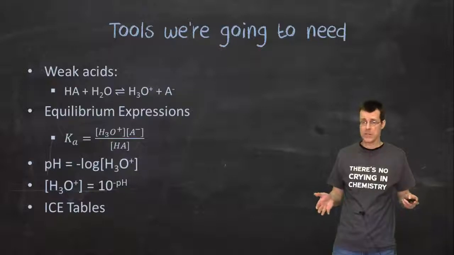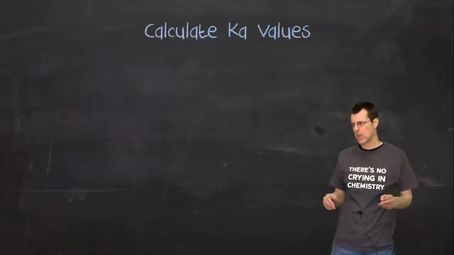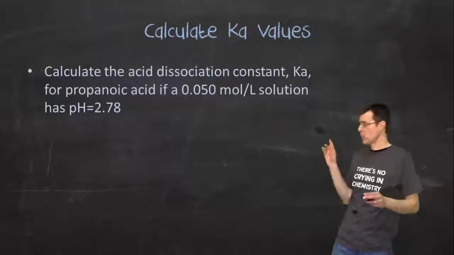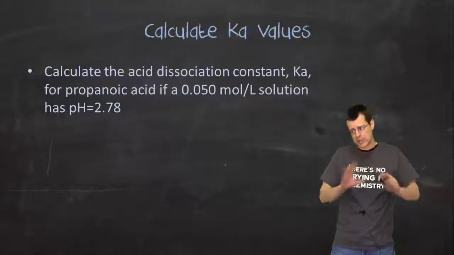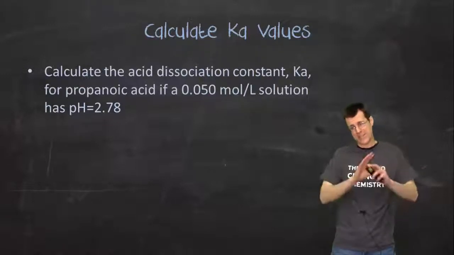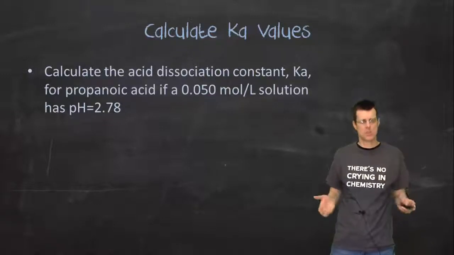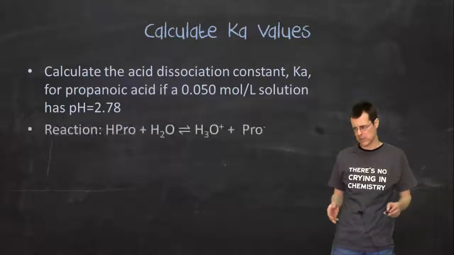We're also going to use ice tables. Now, at some point, we'll modify our ice table a little bit, but we're going to be using ice tables. Okay, there's two ways I can do things. I can have a question like this, where I give you a concentration of solution, and I give you the pH, and I ask you to figure out the equilibrium constant. That makes sense. What's the equilibrium state all about?